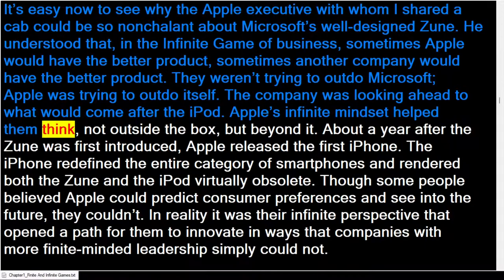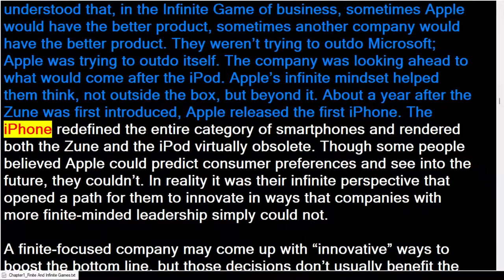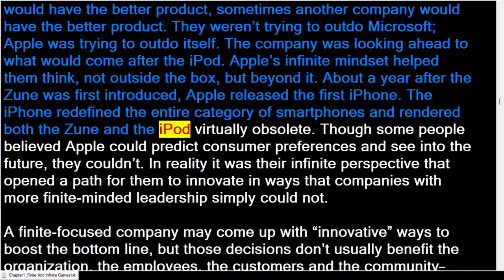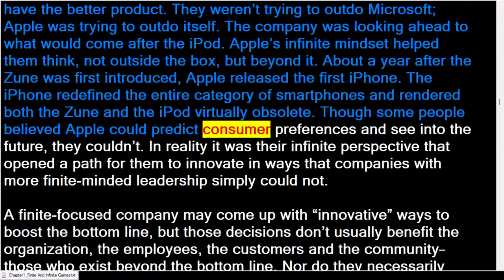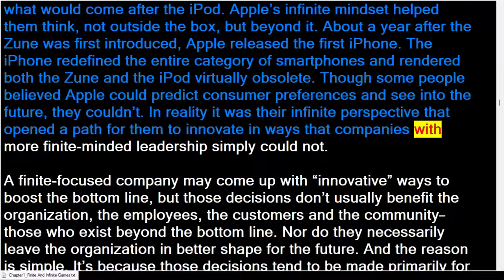About a year after the Zune was first introduced, Apple released the first iPhone. The iPhone redefined the entire category of smartphones and rendered both the Zune and the iPod virtually obsolete. Though some people believed Apple could predict consumer preferences and see into the future, they couldn't. In reality, it was their infinite perspective that opened a path for them to innovate in ways that companies with more finite-minded leadership simply could not.